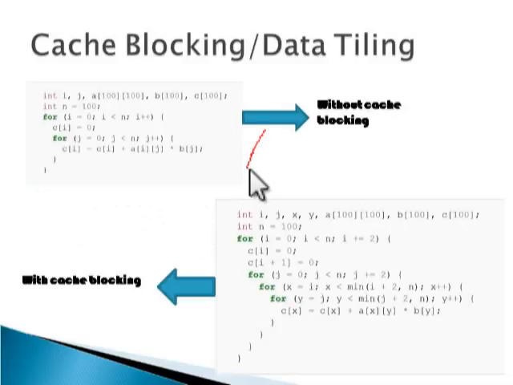So in this example, which is done without cache blocking, the B of J array is loaded at each iteration from the main memory. And with cache blocking, this B of J will be used to calculate all the possible cases, and only then the next iteration will be called. Thus, by using this method, the cache traffic is reduced and cache hit rate is improved.